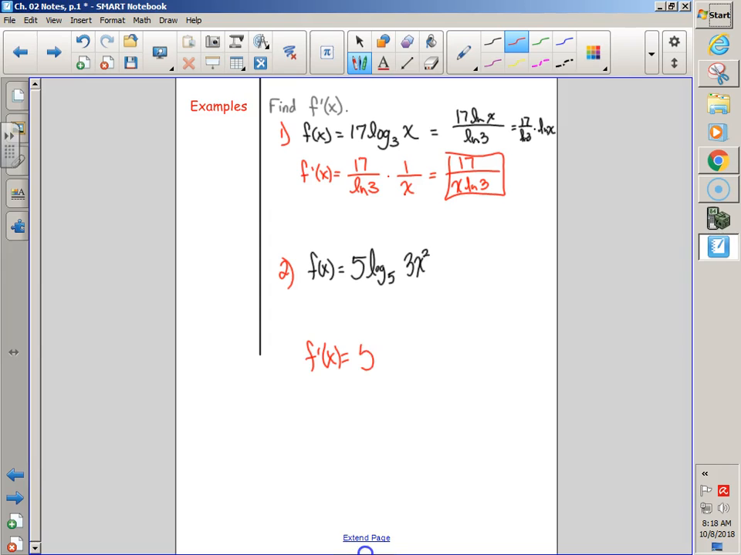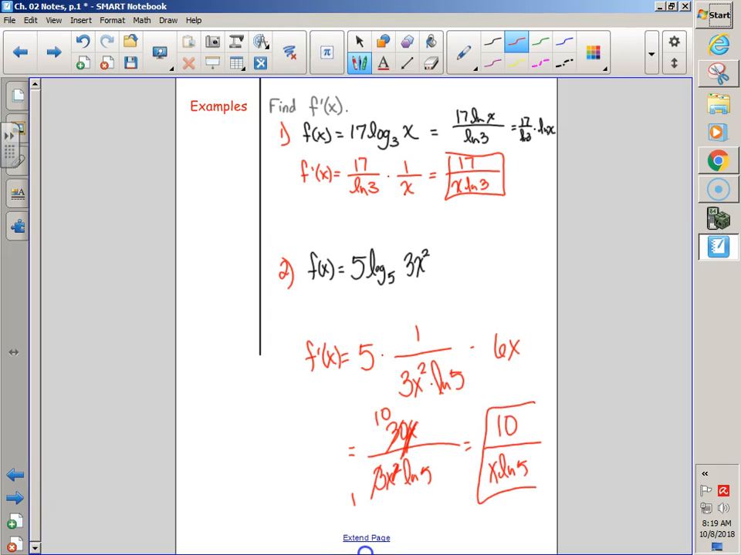Constant multiple, keep the 5. Okay, log base b of u. The derivative is, pretend it's an ln for a second. Wouldn't it be 1 over u? Oh, wait, but it's not an ln. Okay. I need ln of 5 to offset times u prime, which would have ended up being, we would have simplified a little bit, 30x all over 3x squared ln of 5. The x's can reduce, 1 from the bottom, the whole 1 from the top. The 3 and the 30 can reduce. And our final answer would be 10 over x ln of 5.